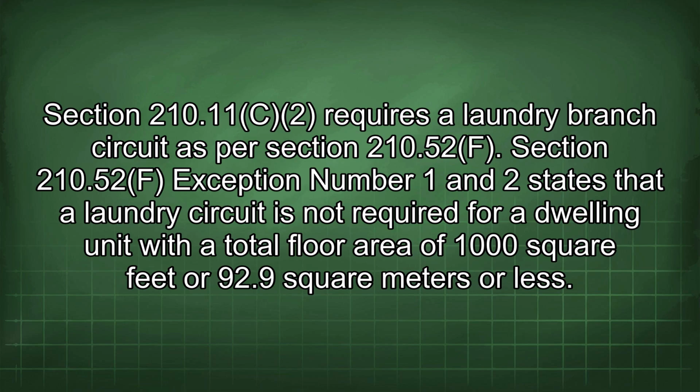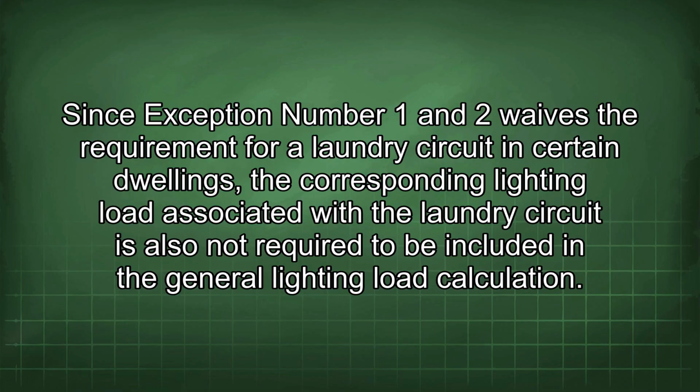Section 210.52(F) exception number 1 and 2 states that a laundry circuit is not required for a dwelling unit with a total floor area of 1000 square feet or 92.9 square meters or less. Since exception number 1 and 2 waives the requirement for a laundry circuit in certain dwellings, the corresponding lighting load associated with the laundry circuit is also not required to be included in the general lighting load calculation.